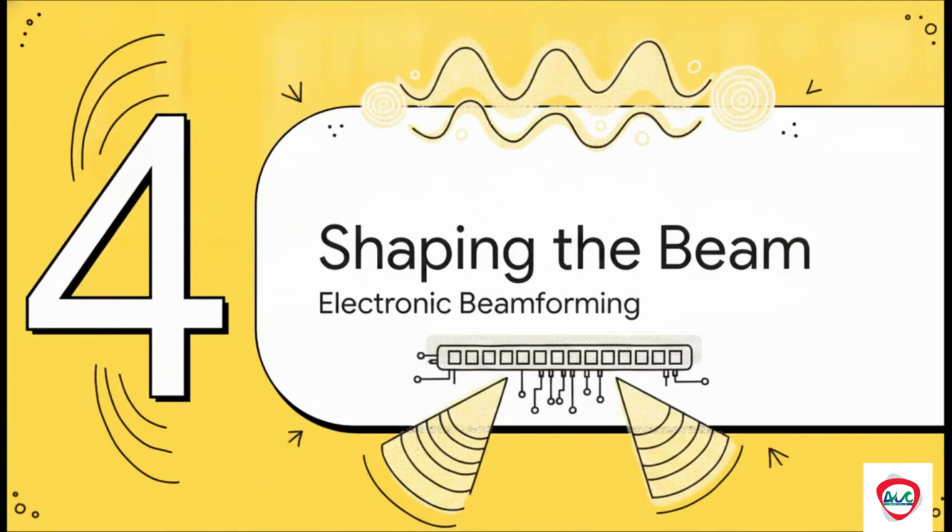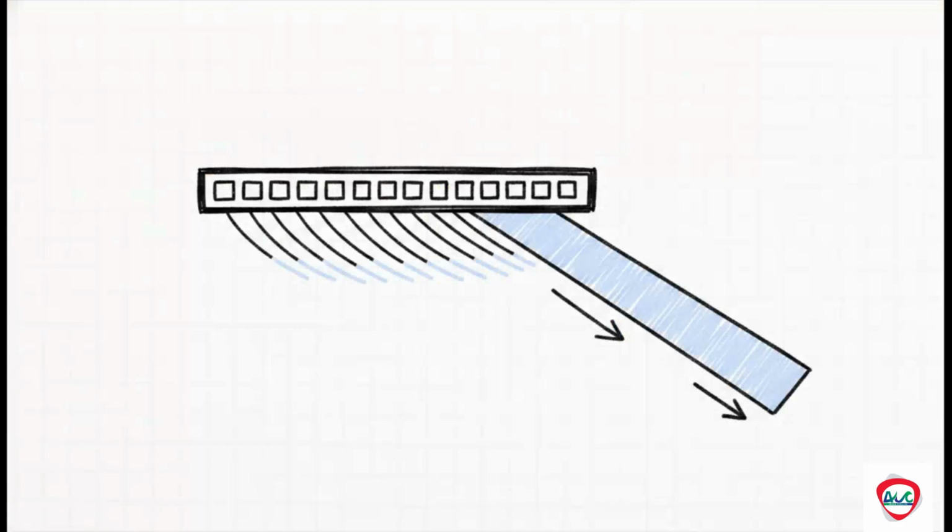Chapter 4, Shaping the Beam. Let's see how modern tech actually controls and displays all these returning echoes. You know, in the early days of ultrasound, probes actually had tiny, physical, moving parts inside them to literally sweep the beam back and forth.